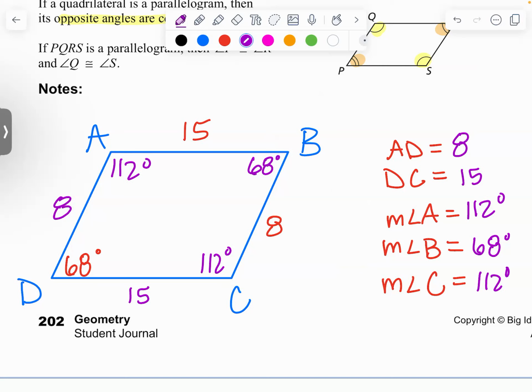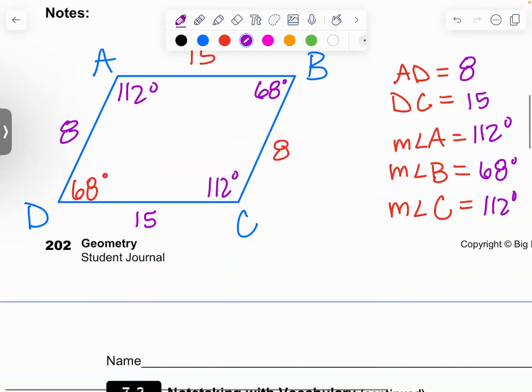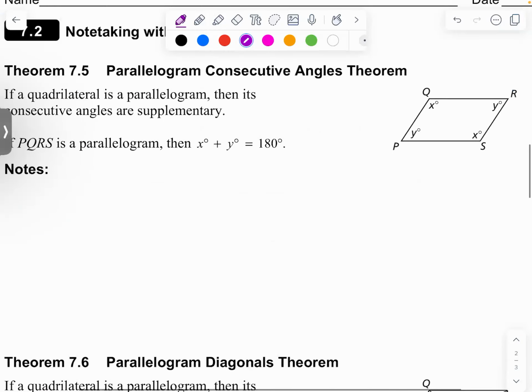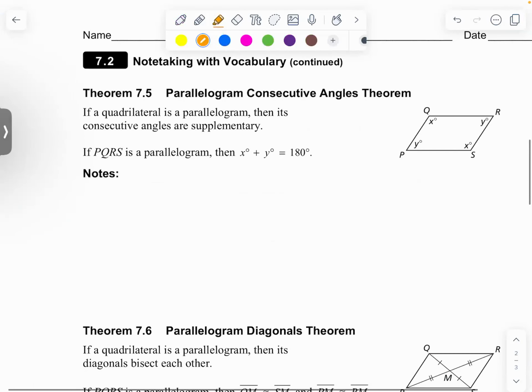Okay, so at the top of the next page, you have that fun little tidbit of information. Consecutive angles are supplementary. Well, we don't even need that theorem. We know that because they're consecutive interior angles of parallel lines.